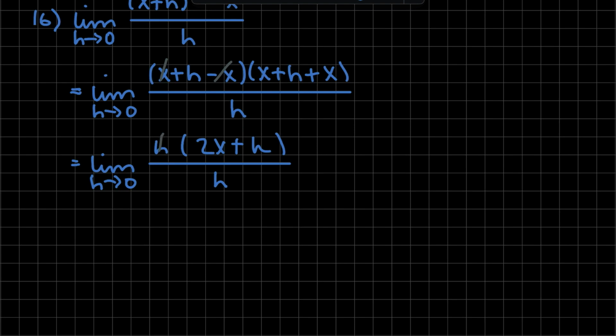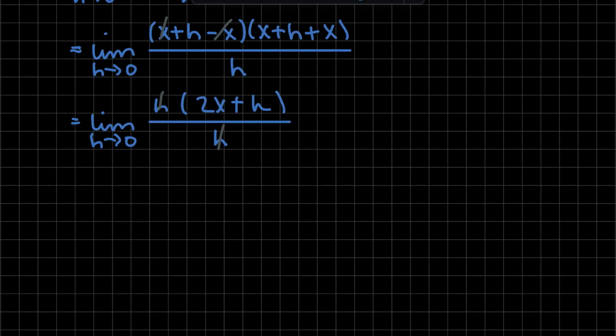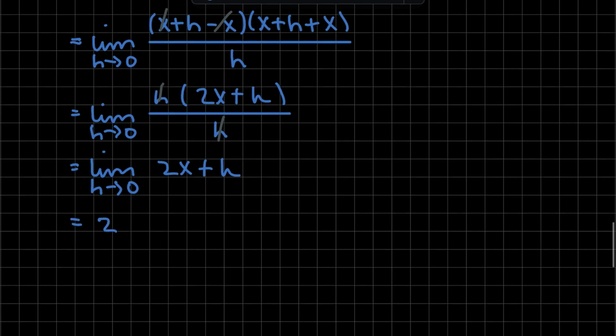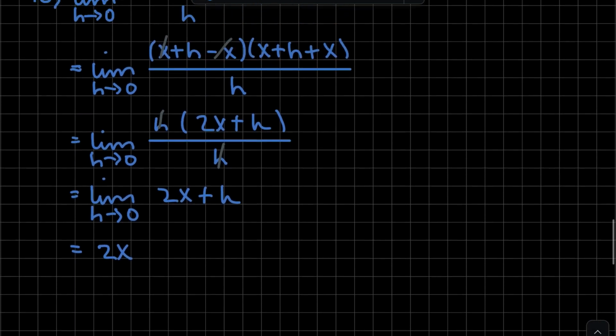So we can cancel the h's out, and we find that this is equal to the limit as h tends to 0 of 2x plus h. And now that we've reduced the limit to this form, we can just substitute h by 0, because we just have plus 0, and that's absolutely fine. So this tells us that the final answer is just 2x, because plus 0 doesn't have any effect. So 2x is our final answer.